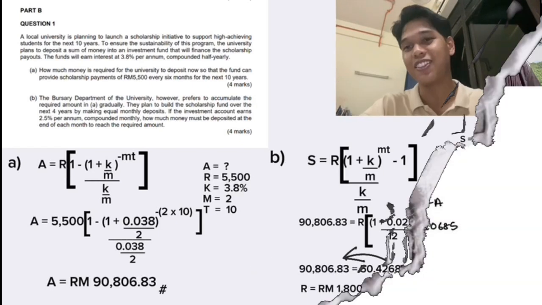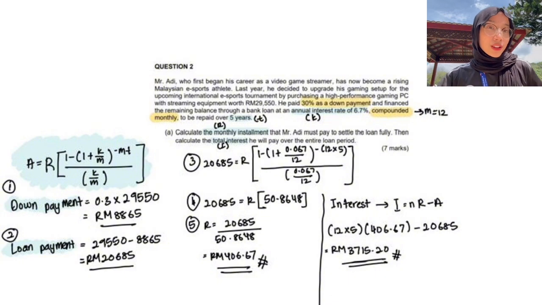Bye guys! So for the last question, we will be solving a financial problem which involves Mr. Adi, who just bought his new gaming PC which costs 29,550 ringgit. He paid 30% as a down payment, and he also has an annual interest rate of 6.7%, which is the K, compounded monthly, which is the m, and to be repaid over 5 years, which is the t.